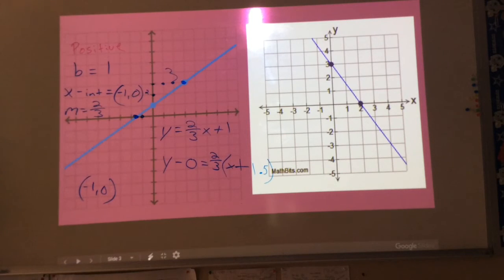If I wanted to put it in slope-intercept form, can anybody tell me what that would be? Carter? Y equals negative 3 over 2x plus 3. Easy enough, right? Can I move past the second graph? All right.